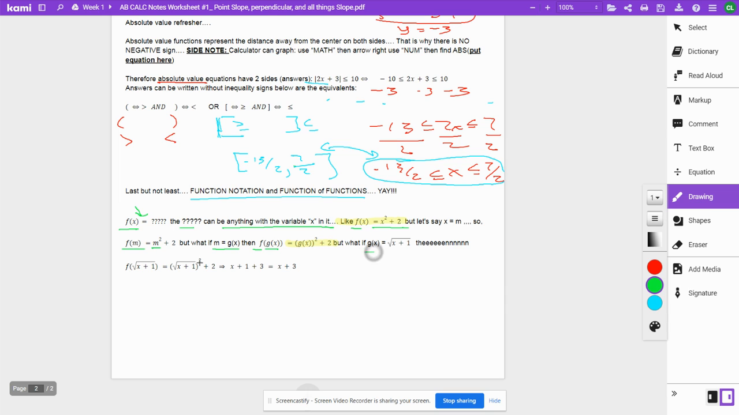So let's say g of x was actually the square root of x plus 1. Then we would have to plug in x plus 1 wherever g of x was. So therefore, we would get the square root of x plus 1 squared. That quantity has to be squared plus 2. Well, what is the square root of x plus 1 quantity squared? It's just x plus 1 because the square root and the square, they're inverses of each other. It just disappears and it leaves you what's inside.